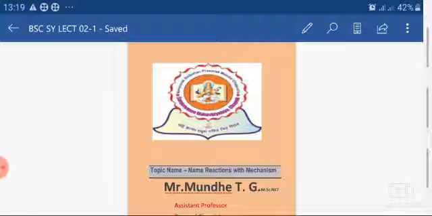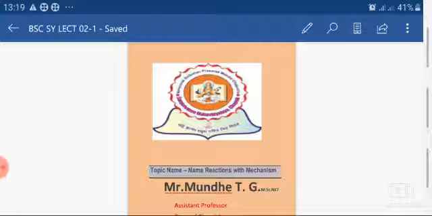In previous lectures, we had seen the Baeyer-Villiger oxidation and Oppenauer oxidation reactions. In Baeyer-Villiger oxidation reaction, a ketone undergoes oxidation in presence of peracid or peroxide to form an ester, while in Oppenauer oxidation, when a secondary alcohol reacts with acetone in presence of aluminum isopropoxide, then it gives you a ketone. This was the Oppenauer oxidation reaction.